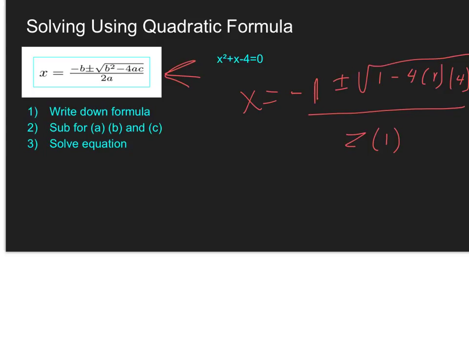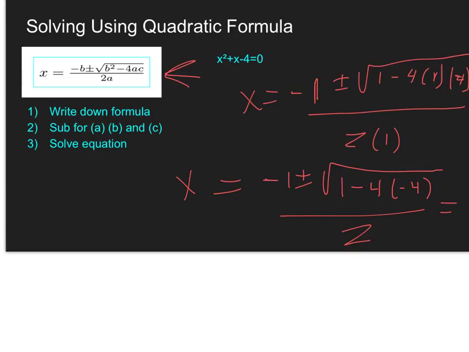So -1 equals -1 plus or minus the square root of -4 times 1, which is -4 times -4, over 2, which equals -1 plus or minus the square root of 1 plus 16, which is 17, over 2.